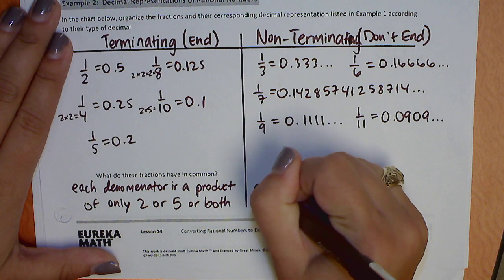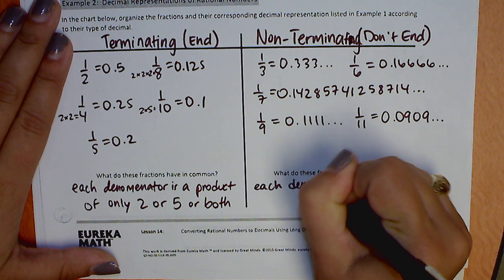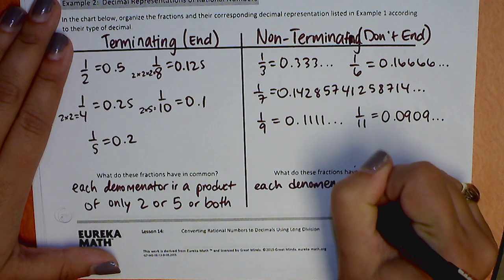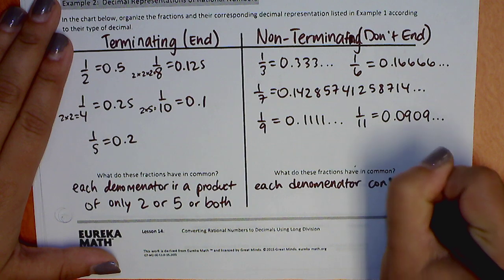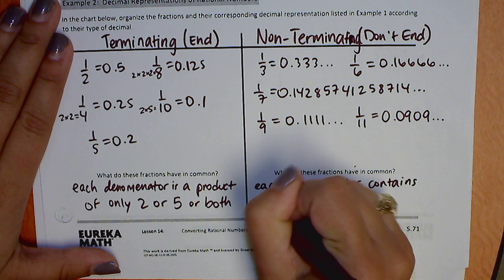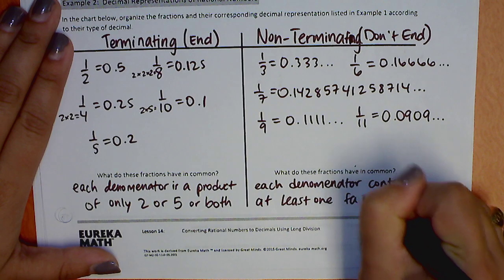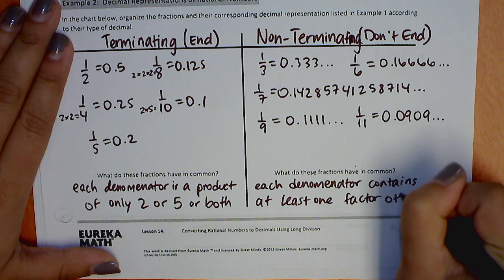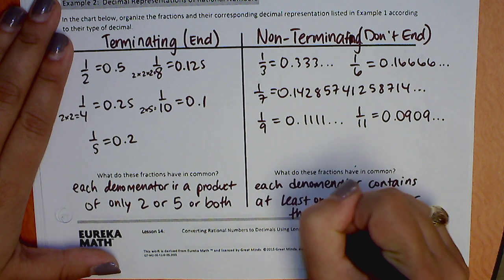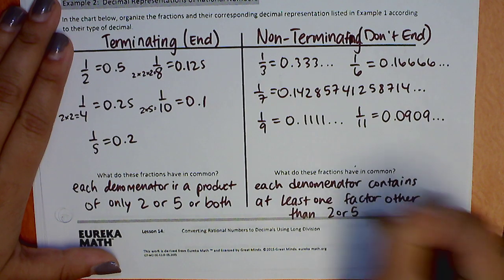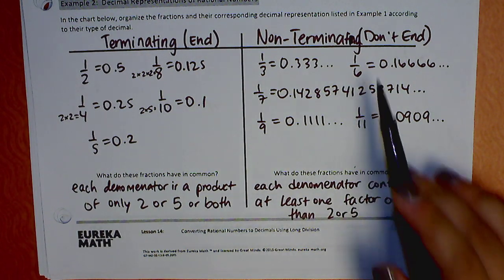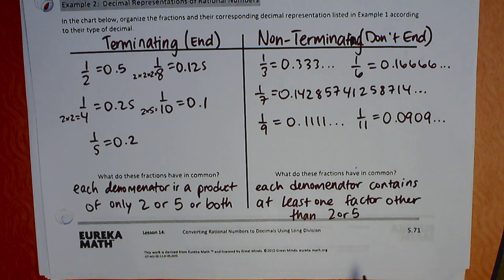So in these fractions, each denominator contains at least one factor other than 2 or 5. Some of them have 2 or 5, like 6 is 2 times 3, but it has the 3 in it, so it doesn't work.